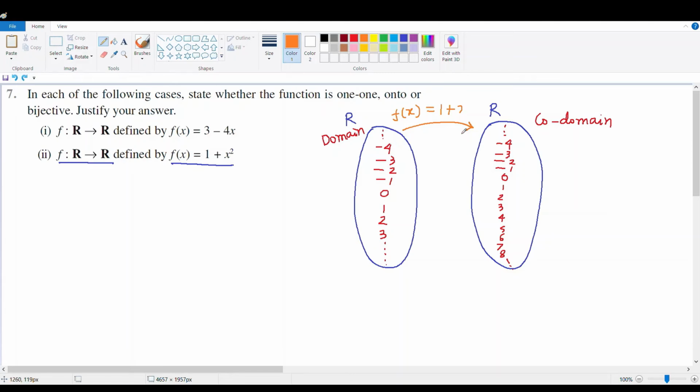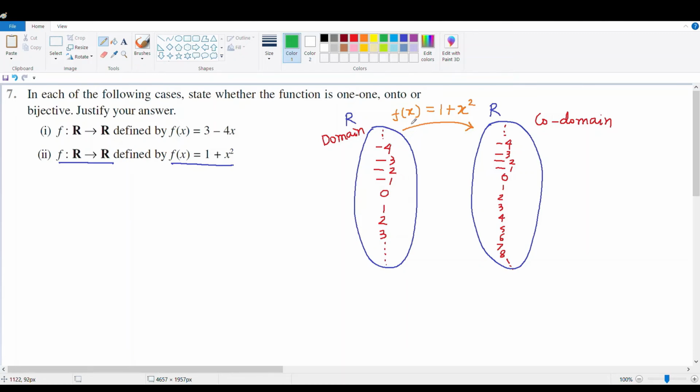As f of x equals 1 plus x square. Now, since the function definition is given, which is 1 plus x square, let's see that this negative 4 is going to get connected to what number? We don't have that here. So, okay, let's look at negative 2 because I had limited space, so I couldn't write all the real numbers, of course, right? So, negative 2.